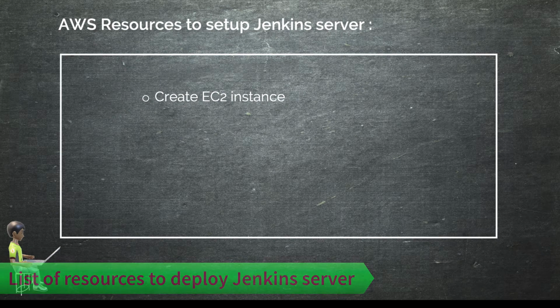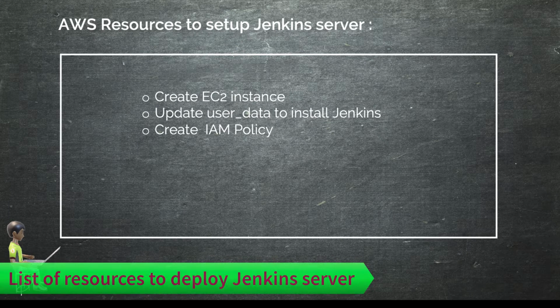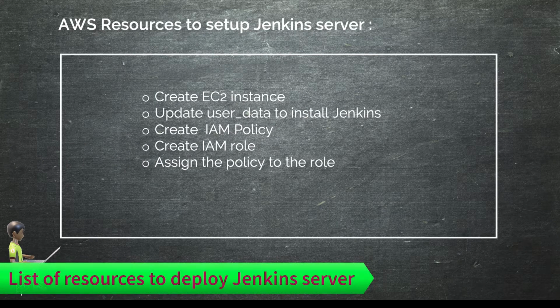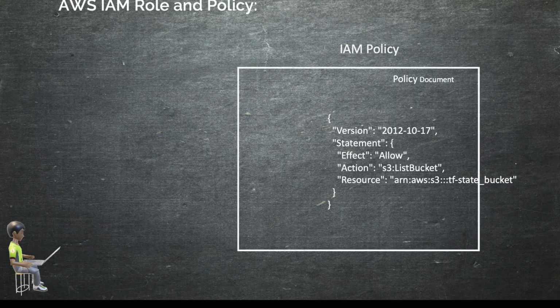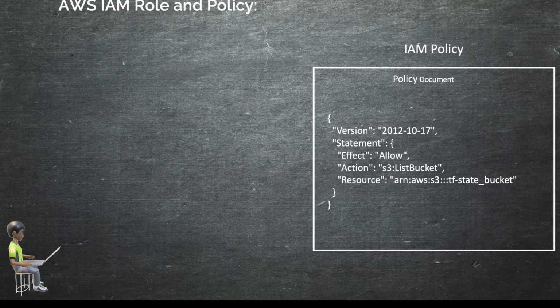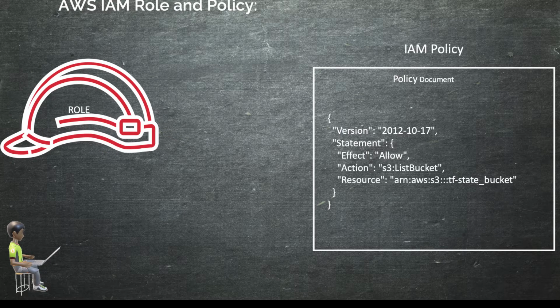These are the resources we are going to create to build a Jenkins server. First, we're going to create an EC2 instance and then update the user data to install the Jenkins application, including the dependent software. Then we're going to create an IAM policy document and policy resource. Then we're going to create an IAM role resource, attach that policy to the role, and assign that role to the EC2 instance. And that's all. Here is a simple example of a policy document which allows S3 list bucket. But for the Jenkins server build, we have separate policy documents. I will get to that. We create a role and assign that policy to that role.